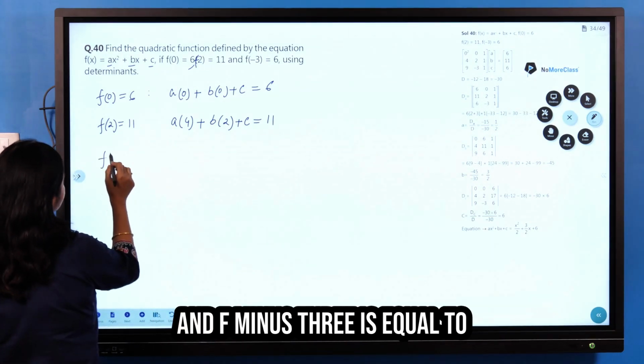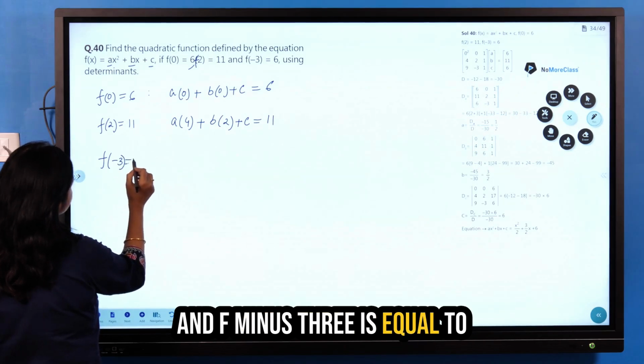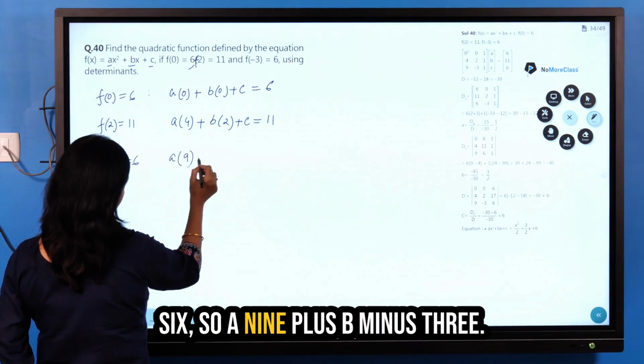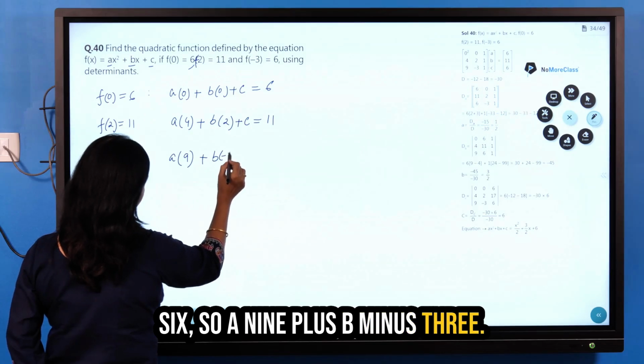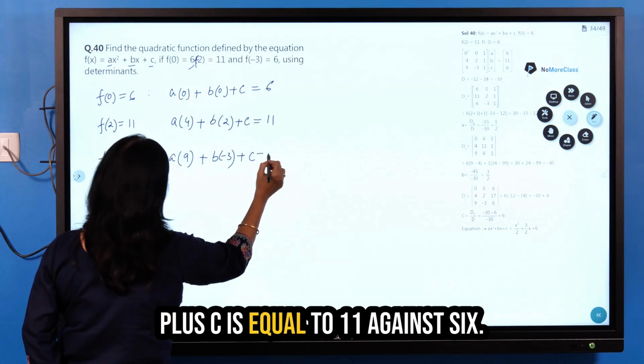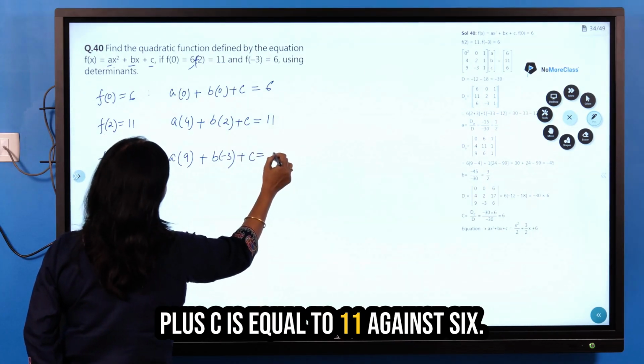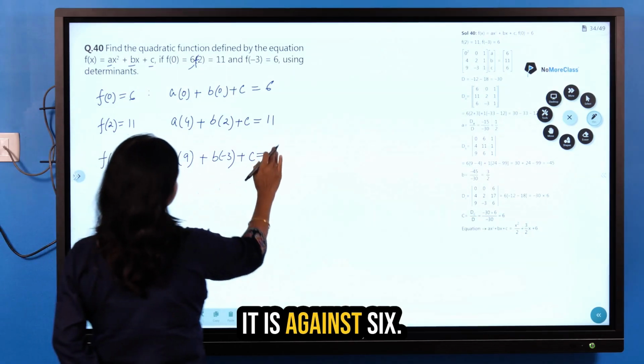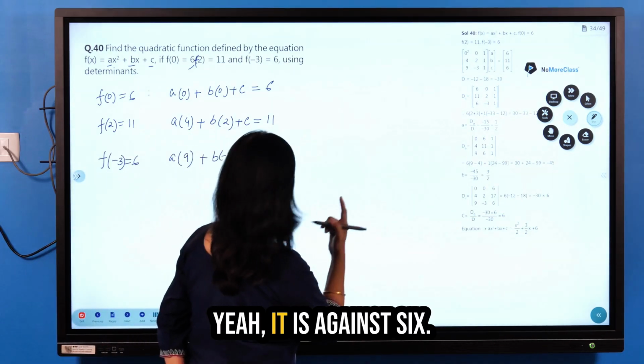And f(-3) is equal to 6. So a·9 plus b·(-3) plus c is equal to 6. Again 6, yeah, it is again 6.